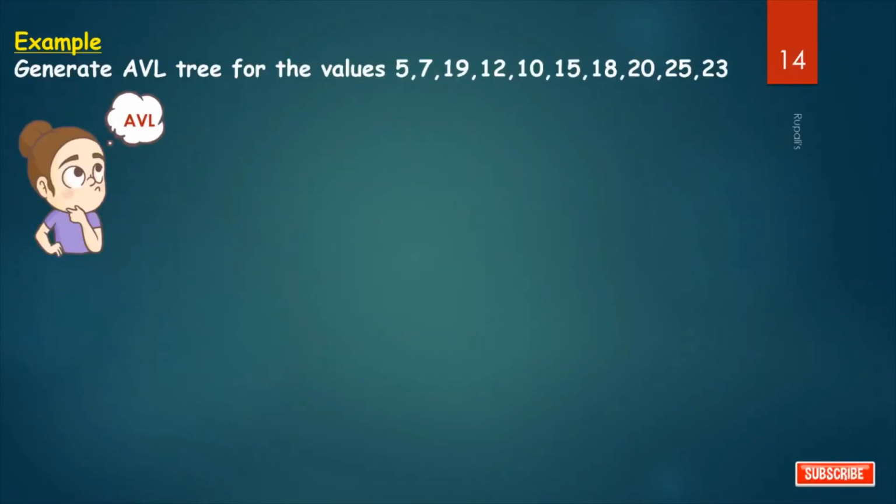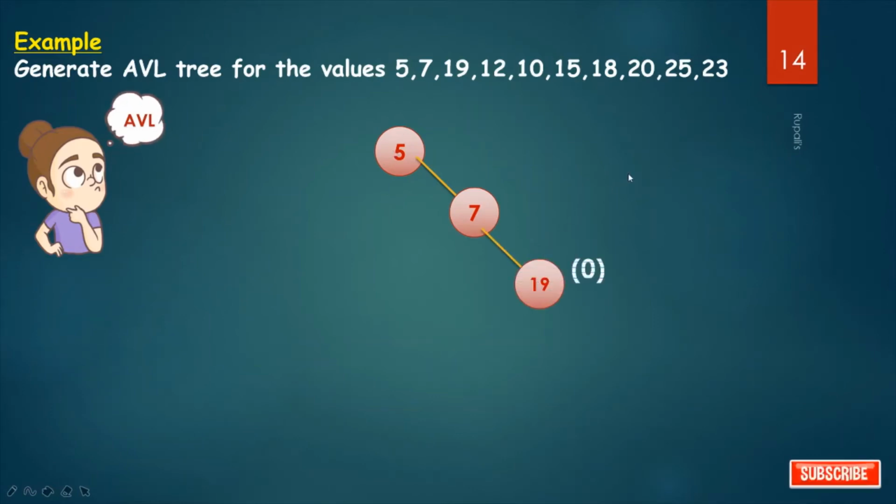Now it's time to practice. So let's practice. Generate an AVL tree for the given values. So start creating a balanced AVL tree. First 5, balance factor is 0. Next 7, 7 is greater than 5, so the balance factor is 0 and for 5 it is -1. Then 19, it is greater than 5 and greater than 7. So 19 is here, balance factors are 0, -1 and -2.